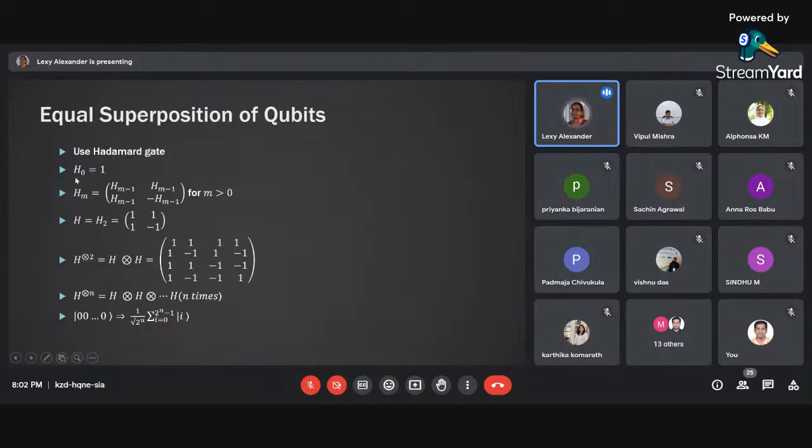First, H0 is equal to 1. Then for Hm, for m greater than 0, Hm is equal to [Hm-1, Hm-1; Hm-1, minus Hm-1]. So its dimension will increase in powers of 2.